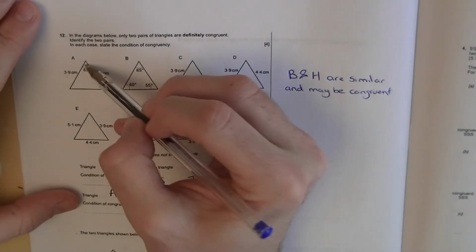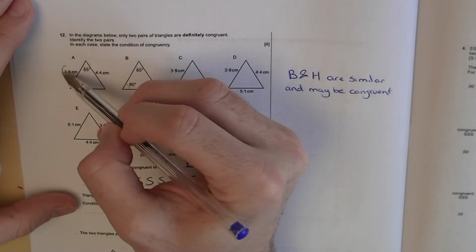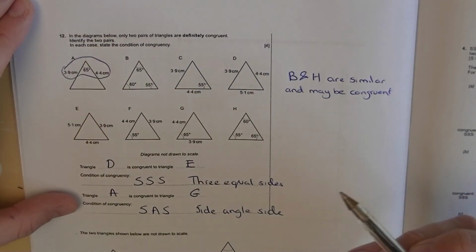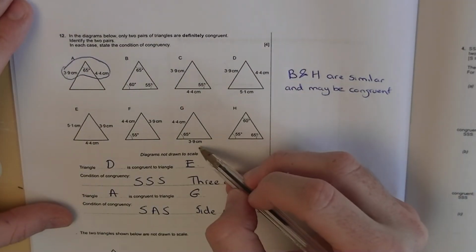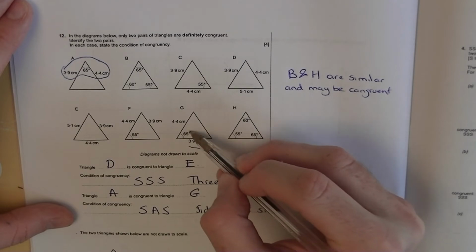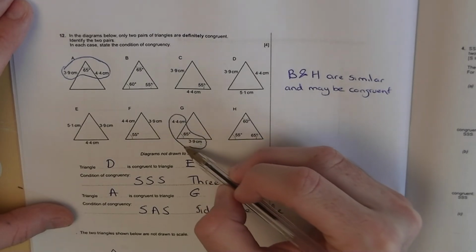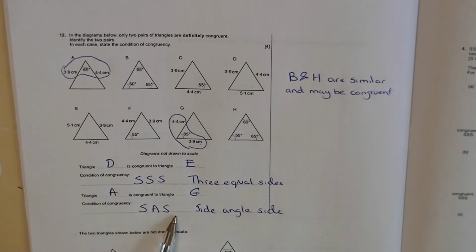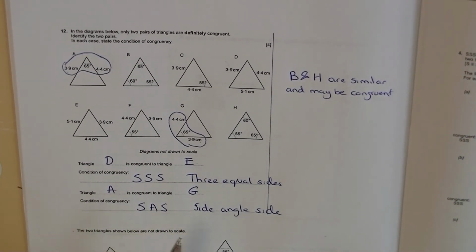The other one I spotted was, if I looked at A, 3.9, 65, 4.4. So I've got side, angle, side, and importantly the angle is between them. Can I find that setup with the same numbers on another one? Yes, I can down here. 3.9, 65, 4.4. Same setup. Side, angle, side. So A and G are congruent, and the reason I'm giving there is SAS, side, angle, side.